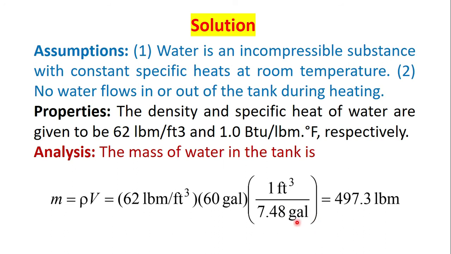So gallon and gallon will cancel out. When you divide 60 by the 7.48 conversion factor, you get an answer in units of feet cubed. When you simplify the whole expression, you get the mass of the water in the tank, which is equal to 497.3 pounds.